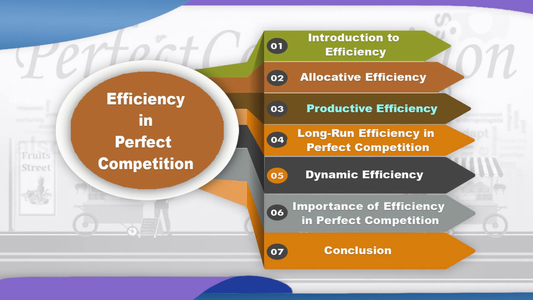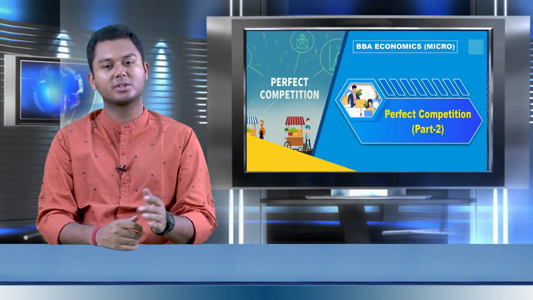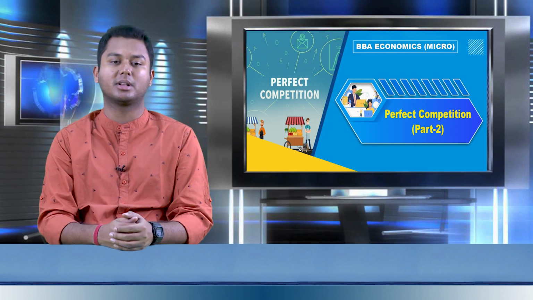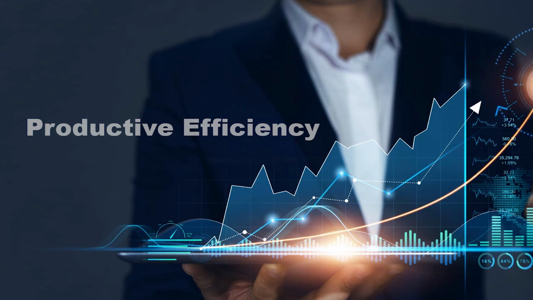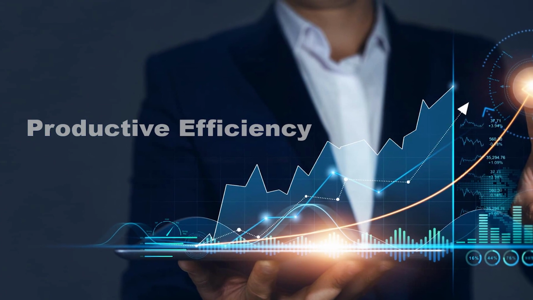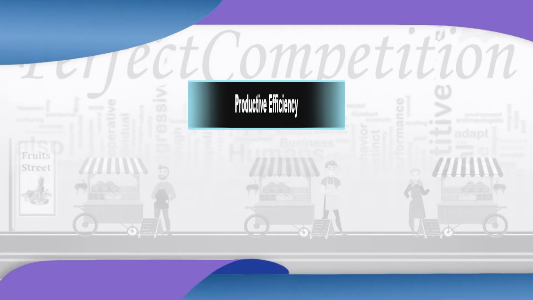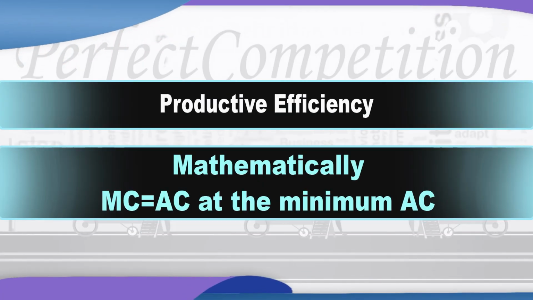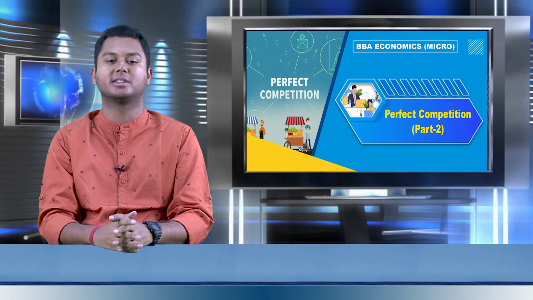Let us now move on to productive efficiency. Productive efficiency occurs when firms produce goods and services at the lowest possible cost using the best available technology and resources. Productive efficiency is achieved when firms produce at the minimum point on their average cost curve. Mathematically, productive efficiency is realized when MC, that is marginal cost, equals AC, that is average cost, and this happens at the minimum point of the U-shaped average cost curve.